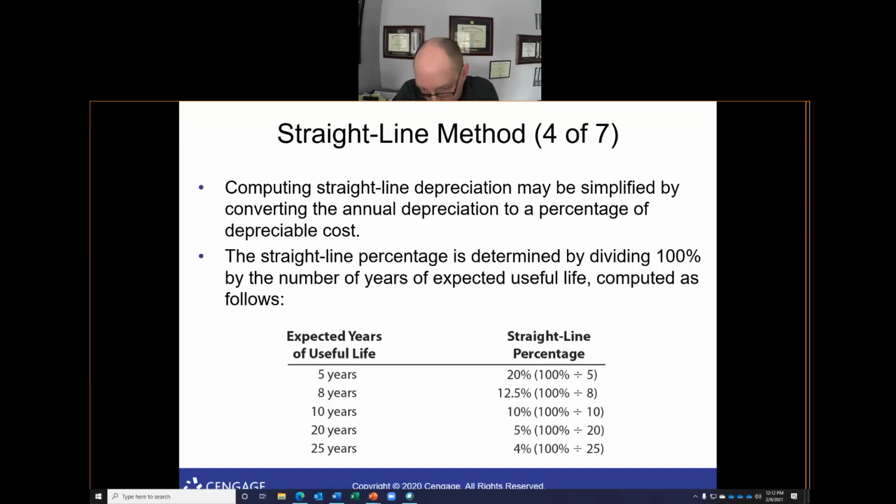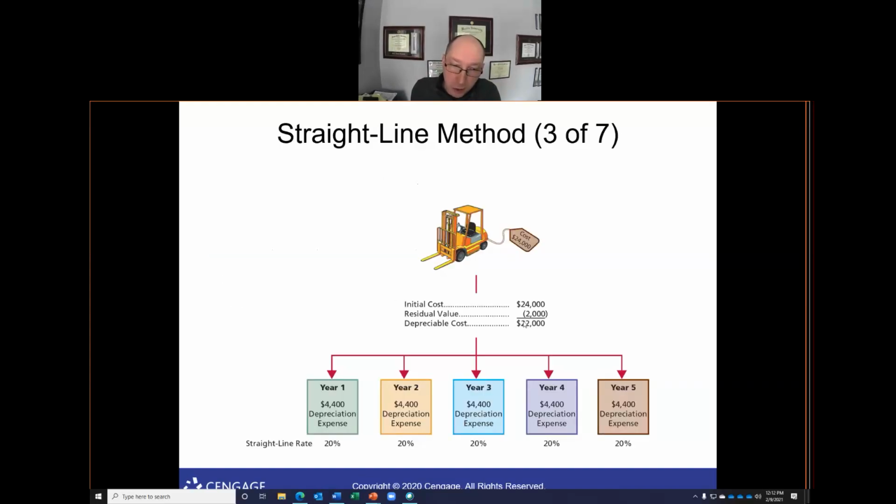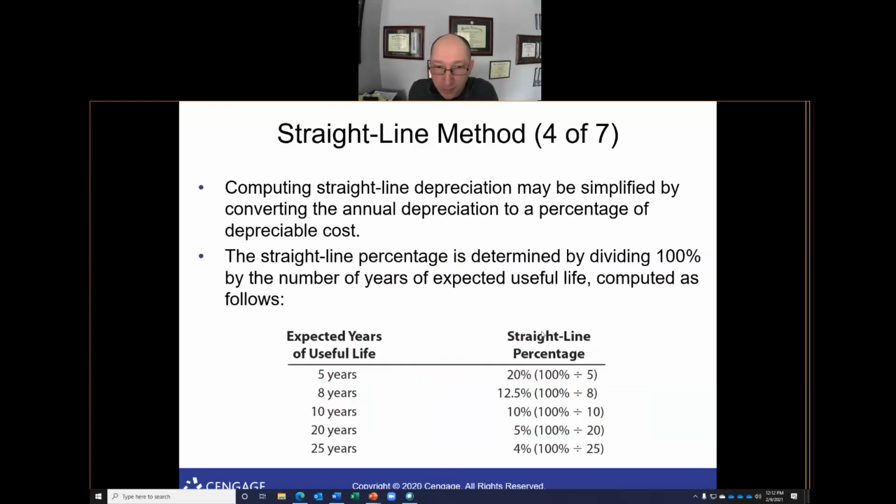Here's another method of figuring out the 20%. You take 100 divided by its useful life. 100 divided by its useful life will give you the percentage, which is probably a simpler way to do it. What I just showed you earlier is the mathematical way to do it. All you're doing is taking depreciation expense per year divided by depreciable cost. Another way to figure out the straight line percentage is you take 100 divided by the useful life. In this case, 100 divided by 5, guess what? It's 20%. So that's a simple way to do it.